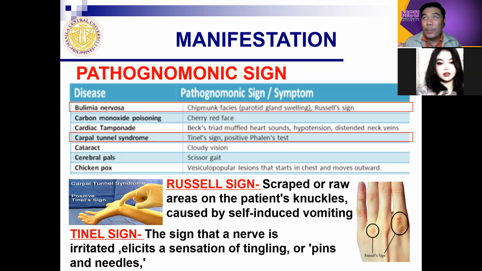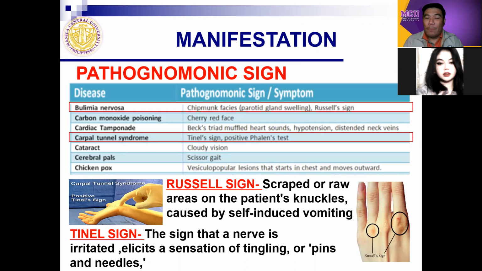For them to experience induced vomiting, they self-induce by putting their whole fist in their mouth. So the knuckles, the most prominent bone here, contact the teeth and cause scraped tissues. That is called Russell sign, from self-induced vomiting. They put their whole fist in their mouth and then vomit what they ate. So chipmunk face or parotid gland swelling, and Russell sign, for bulimia nervosa.